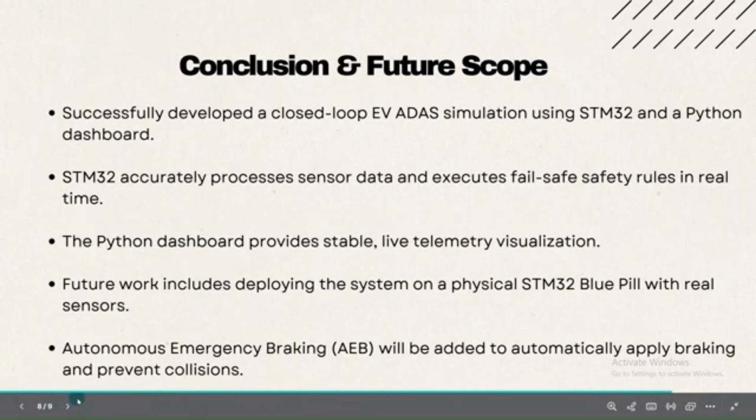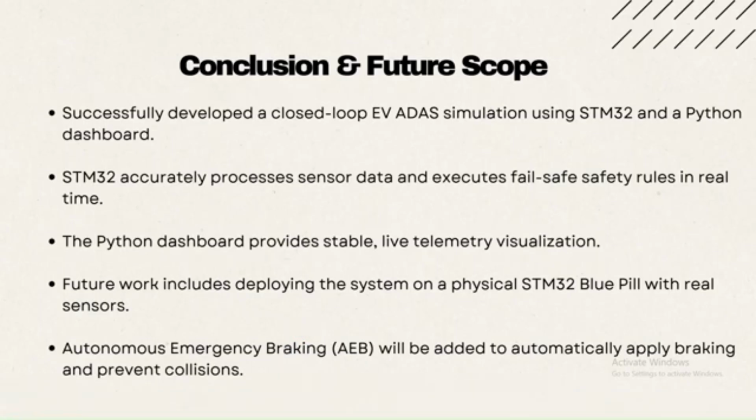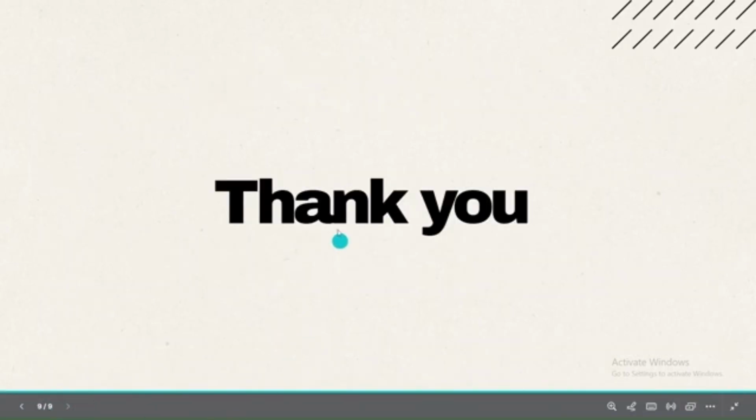Now we'll talk about the conclusions and future scope. In conclusion, I successfully designed a closed loop ADAS EV simulation with a stable telemetry UI. The future scope would include hardware development, where flashing the firmware onto a physical STM32 Blue Pill development node connected to physical sensors. And the second one would be autonomous emergency braking, where you can update the firmware to override the throttle and apply braking force automatically if the front collision warning is triggered. Thank you.